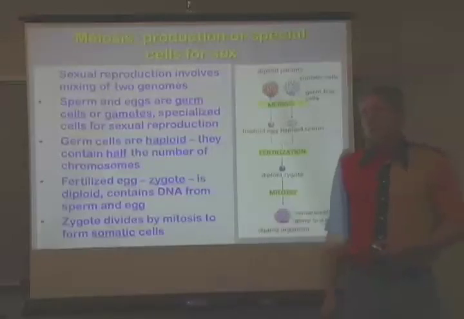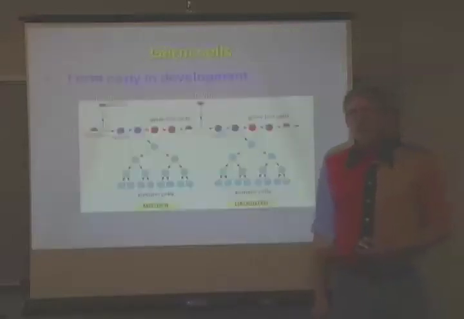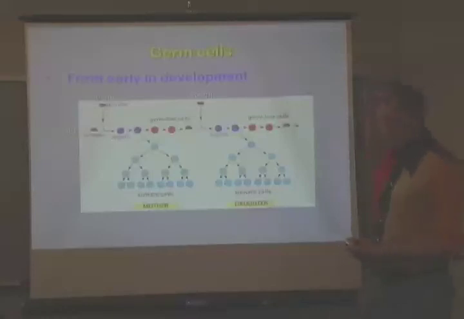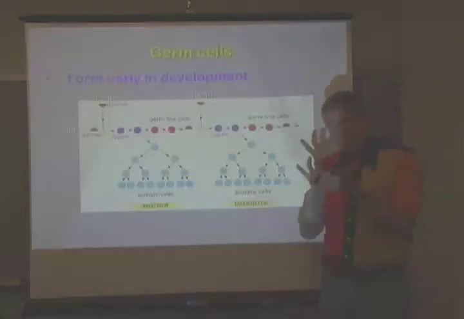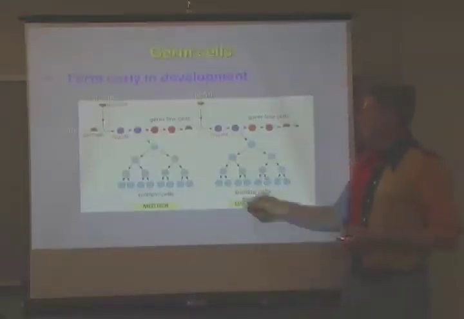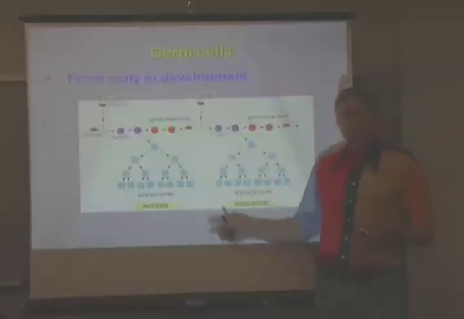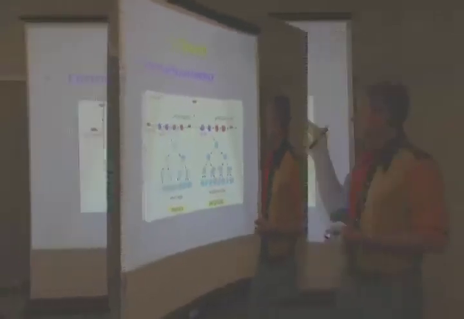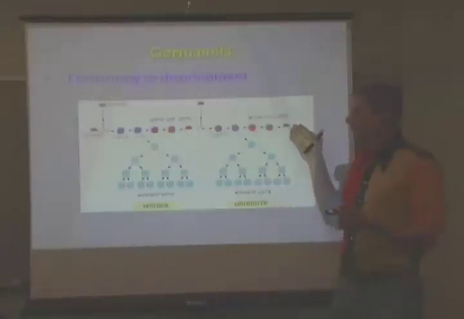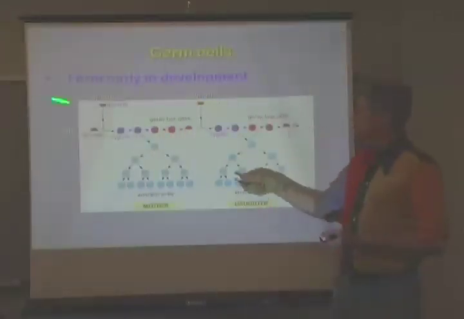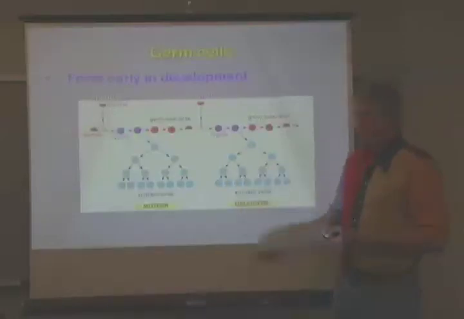Meiosis happens in germ cells. They form early in development, pretty early actually, when the embryo is just starting to make different types of cells. So these are called germline cells, and they'll eventually produce a bunch of sperm or eggs. These will form sperm and eggs, which then fuse to form a zygote.